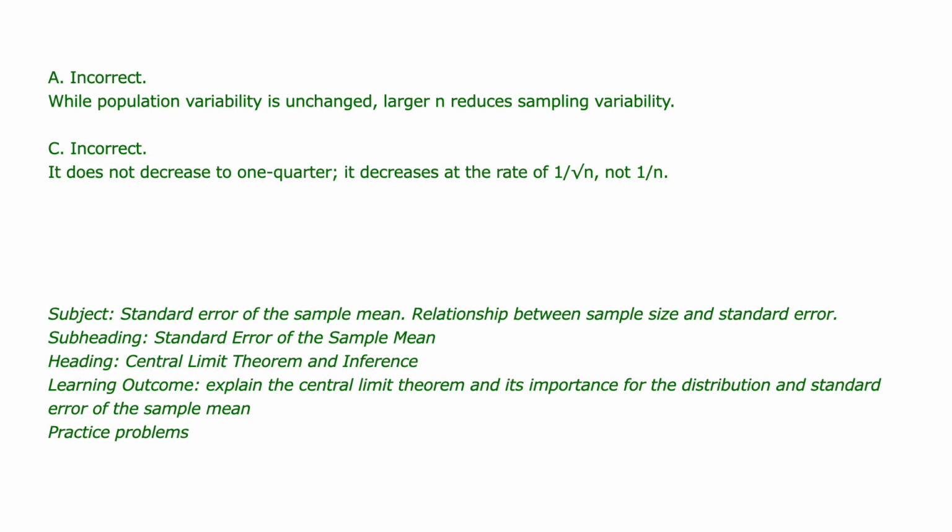Option A. Although population variability, standard deviation, remains the same, sampling variability decreases as n increases. SE always shrinks with larger sample sizes. Option C. SE decreases at the rate of 1 divided by square root of n, not 1 divided by n. Quadrupling n reduces SE by half, not by 1/4.